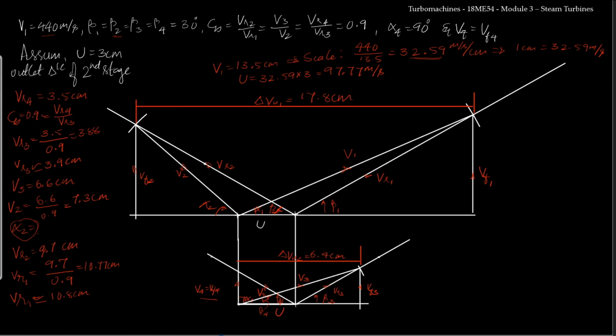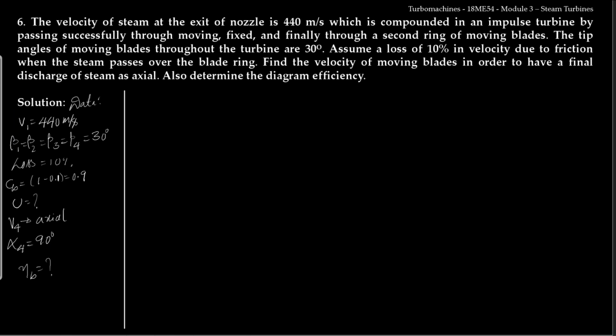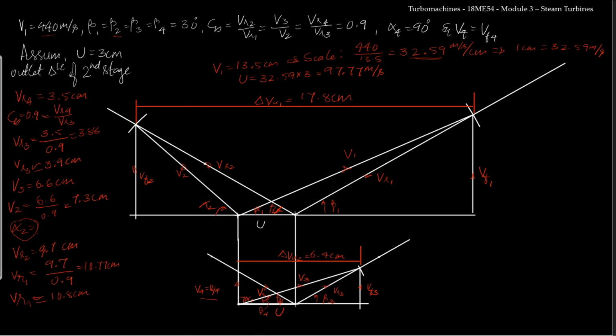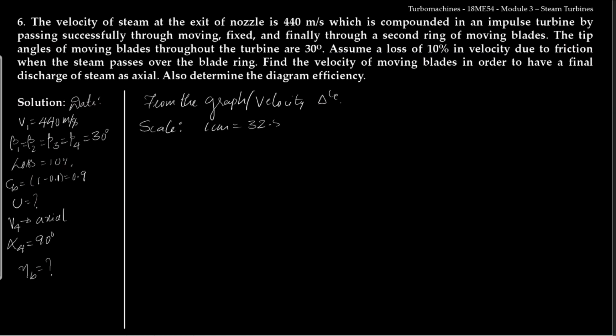Now let me go back to the first page. So from the graph or velocity triangles, scale is 1 centimeter will be equal to 32.59 meter per second, and u is equal to 97.77 meter per second. That is one of the parameters.